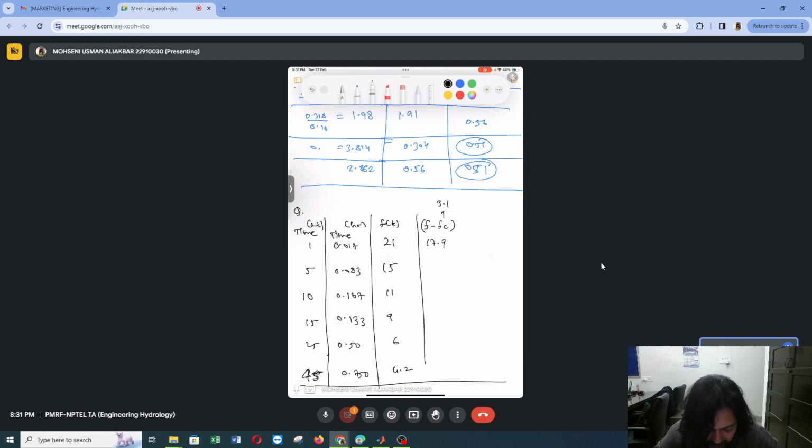So this value will be 17.9, this will be 11.9, 7.9, 5.9, 2.9 and so on. So we get the value of f minus fc. If we take the natural log of f minus fc and we plot it with respect to time, we will get a curve, right? And using that curve we can get the value of f0 minus fc.